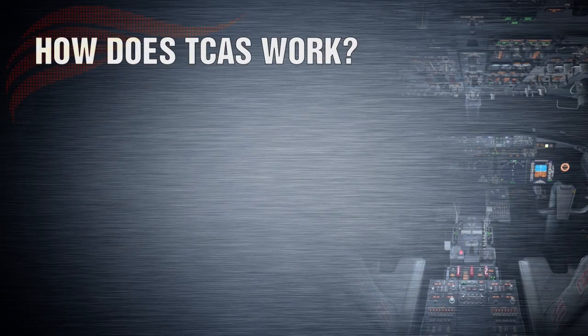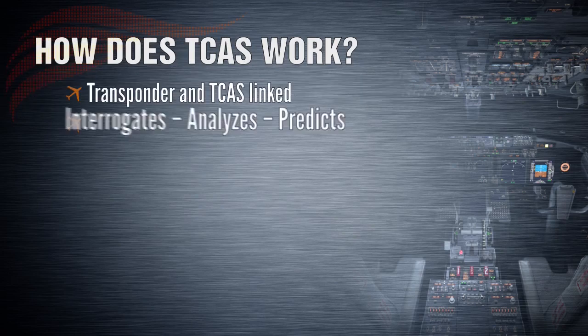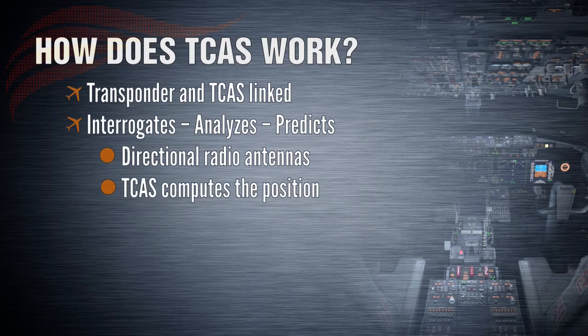So how does TCAS work? TCAS and the transponder are inherently linked. TCAS interrogates operating transponders in other aircraft, analyzes the transponder replies, and predicts the position and flight paths of those aircraft. Directional radio antennas on the top and bottom of the fuselage determine the range, bearing, and speed of the other aircraft. TCAS then computes the position and projected flight path of those aircraft. Altitude information may also be received from the other aircraft's transponder if available, and vertical speed may then be calculated.